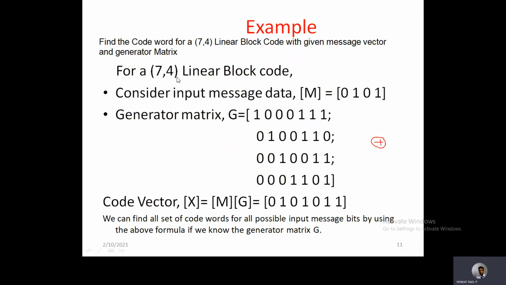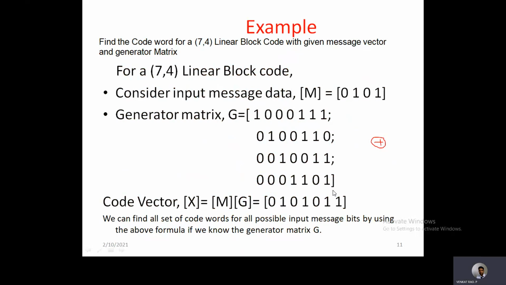We know that for a 7,4 linear block code, n is equal to 7 and k is equal to 4, so the output must have 7 bits and the input must have 4 bits. Let us consider the input message bits, given as 4 bits: 0, 1, 0, 1, represented as a row matrix M. Next, the generator matrix is already given in the problem, like this.